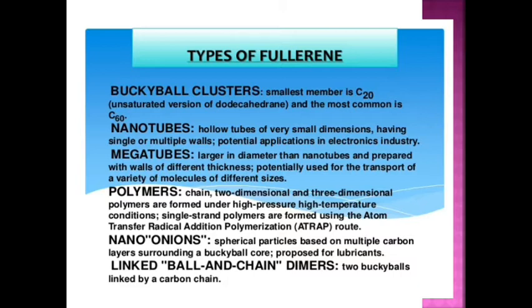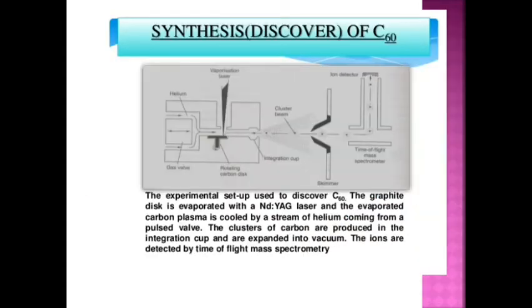Nano onions. Spherical particles based on multiple carbon layers surrounding a buckyball core, proposed for lubricants. Then linked ball and chain dimers: two buckyballs linked together by a carbon chain. So these are some of the types of fullerenes.